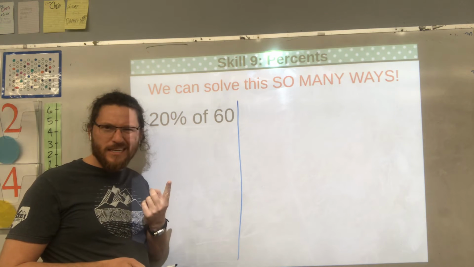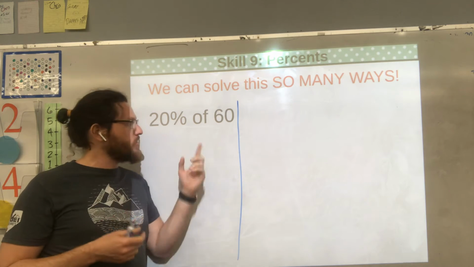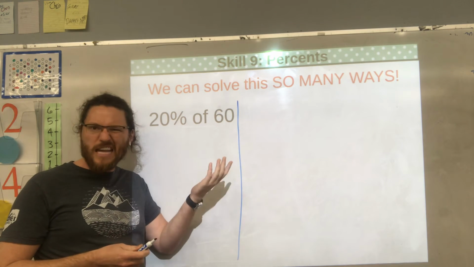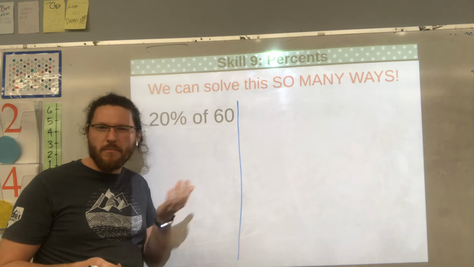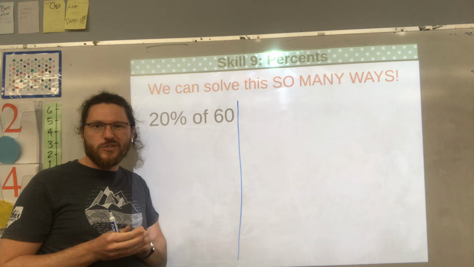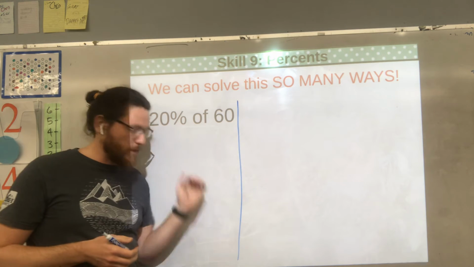Does 1 make a ton of sense? Probably not, right? It's going to be somewhere less than half of 60, and half of 60 is 30, so it's going to be less than that half because we have only 20%. But it's going to be some number like probably in the 20s, the teens. There are a few different ways we can do this.